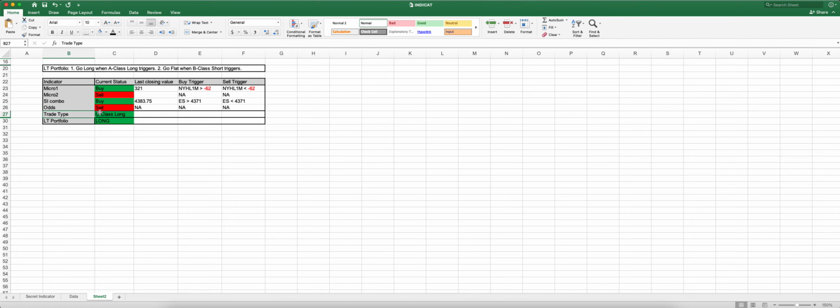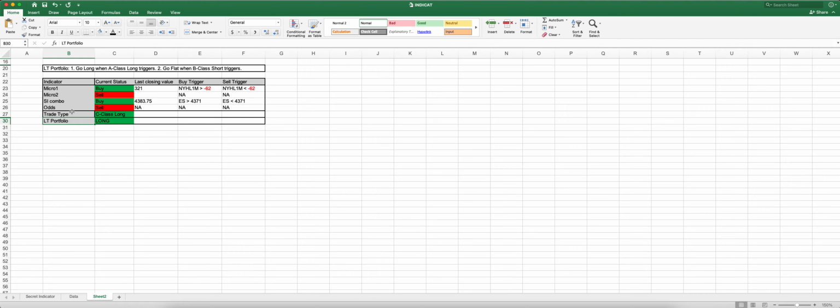So this column shows the trade type. And then we've got one more column for the long-term portfolio, which is long also right now. So we have a little bit of evolution going on in the exact rules, but right now I've fixed on just going long whenever the A class long triggers and going flat whenever the B class short triggers. So that's what we have right now.